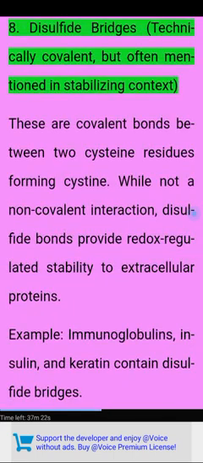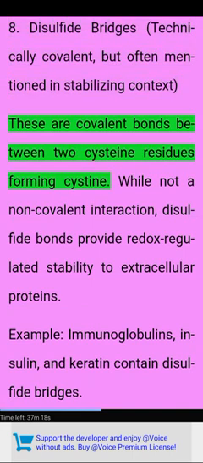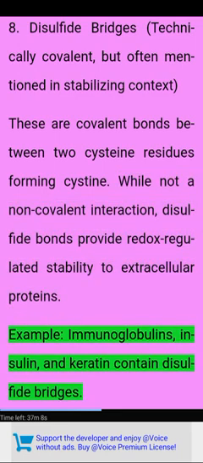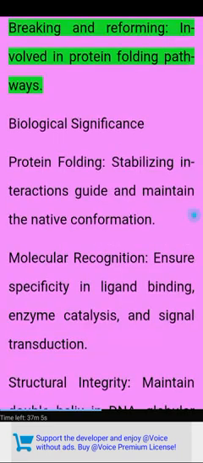8. Disulfide bridge is technically covalent, but often mentioned in stabilizing context. These are covalent bonds between two cysteine residues forming cystine. While not a non-covalent interaction, disulfide bonds provide redox-regulated stability to extracellular proteins. Example, immunoglobulins, insulin, and keratin contain disulfide bridges. Breaking and reforming is involved in protein folding pathways.